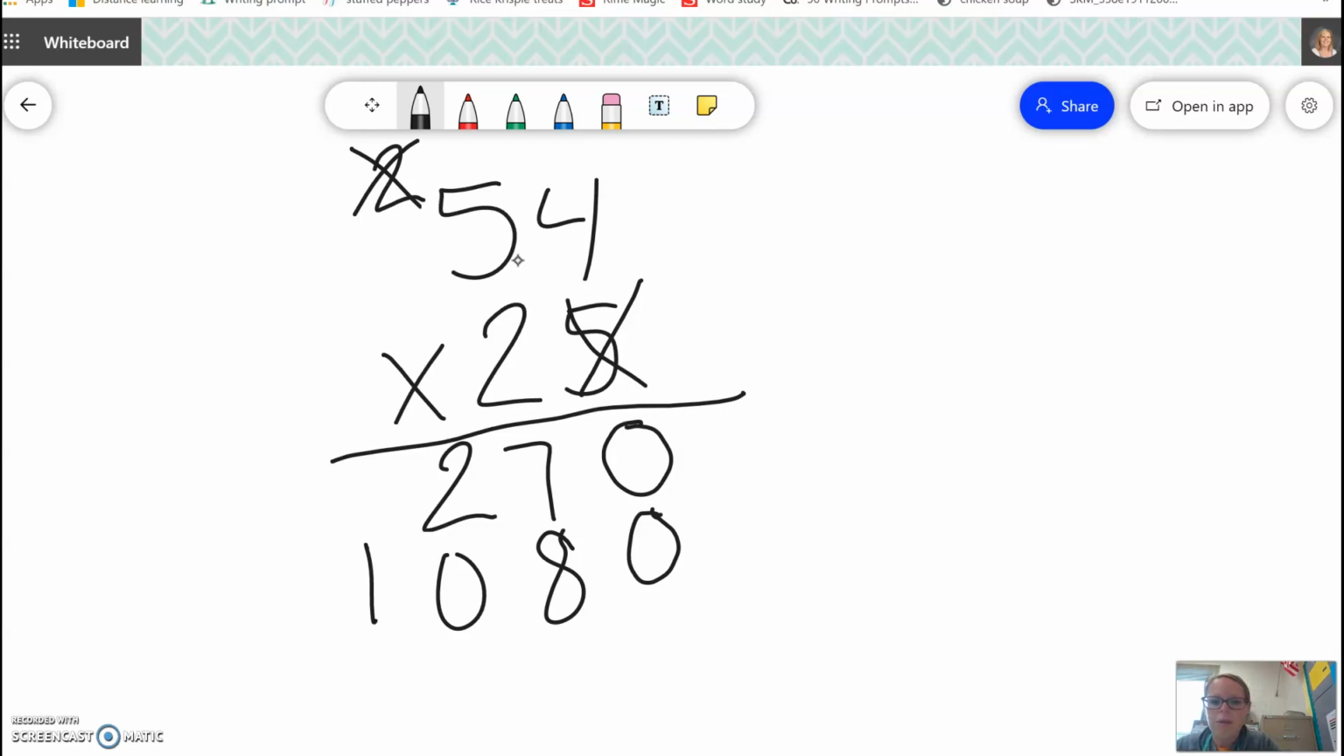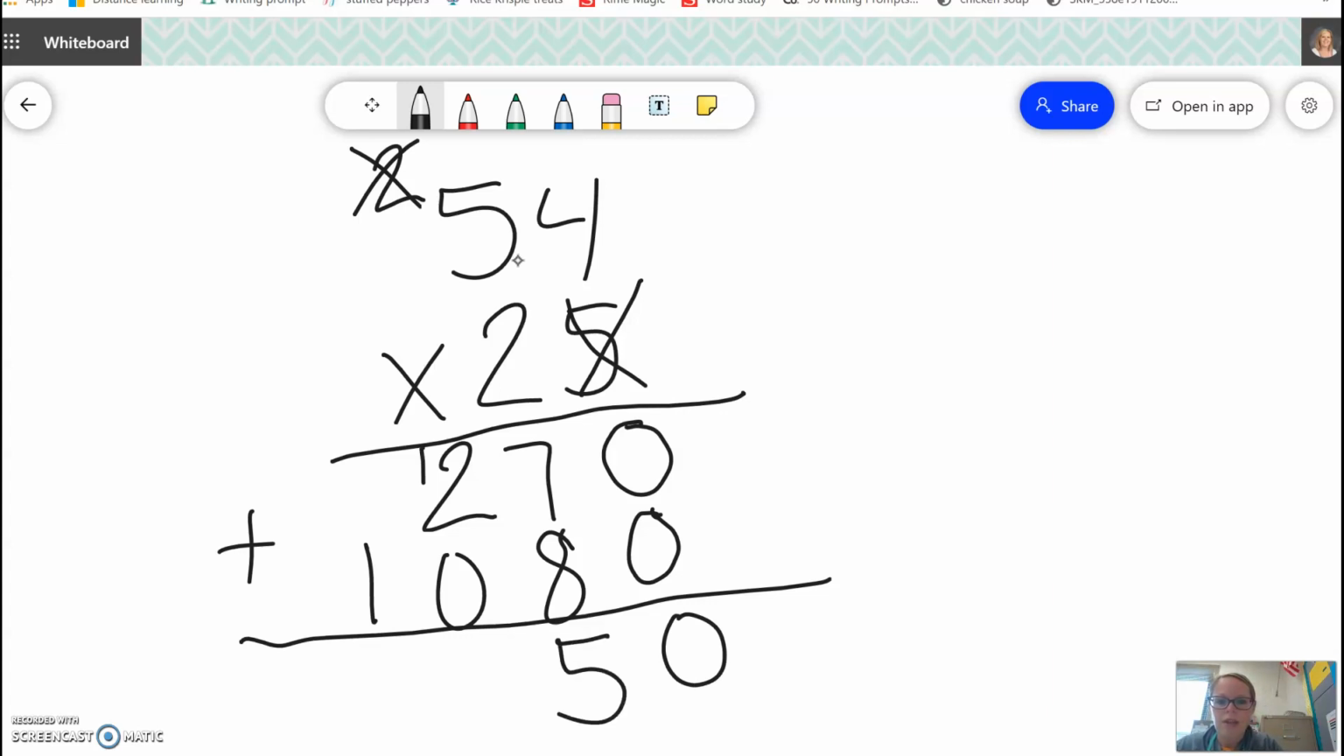I have my products, which are my answers from each row, and I need to add them together to get my final answer. 0 plus 0 is 0. 7 plus 8 is 15. I'm going to carry my 1. 2 plus 1 is 3. And then I'm going to bring down my 1. And then I'm going to put my comma in for 1, so I can say my answer is 1,350.